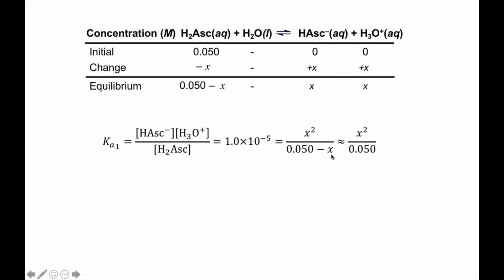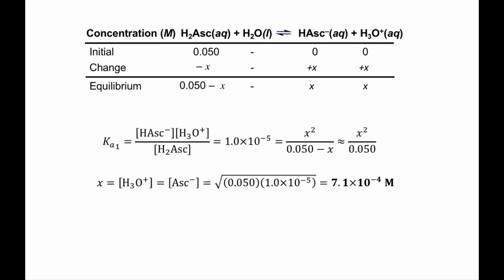But since Ka is actually pretty small, times 10 to the minus 5, then we make the assumption that the initial and equilibrium concentrations of ascorbic acid, or weak acid, are pretty much going to be the same. So then x is going to be equal to the concentration of hydronium ions, which is going to be equal to the concentration of the ascorbate anion, which is going to be equal to the square root of 0.050 times Ka, which is 1.0 times 10 to the minus 5.